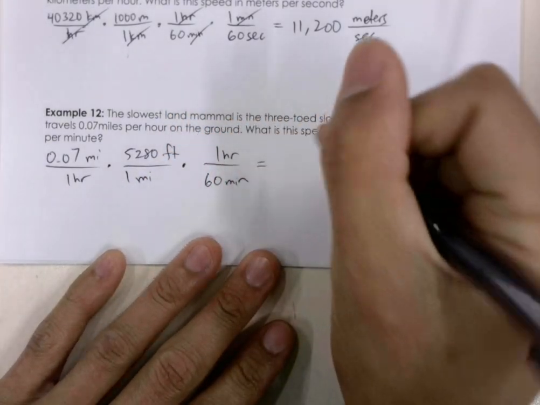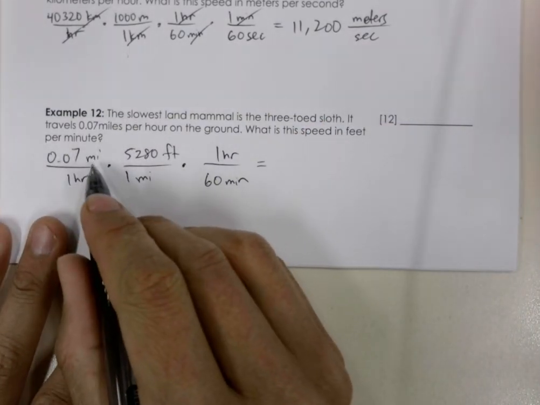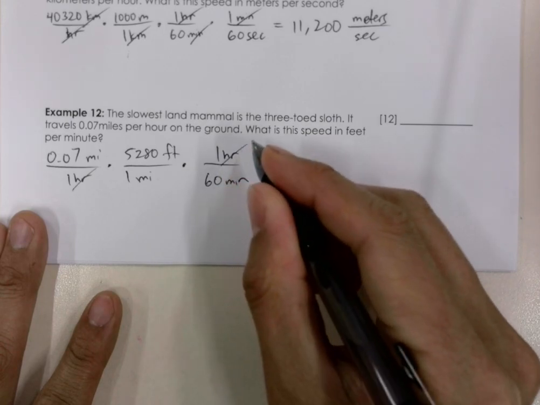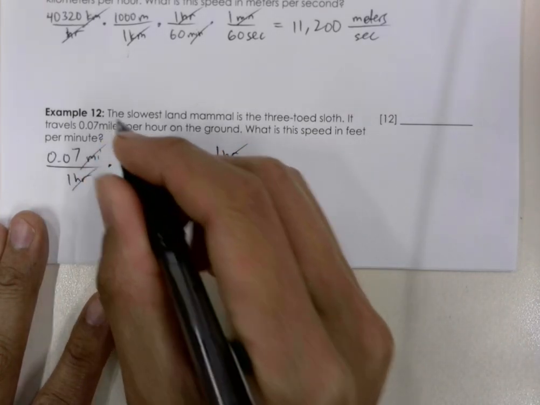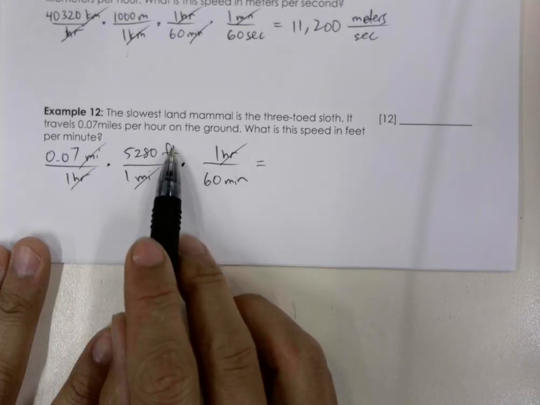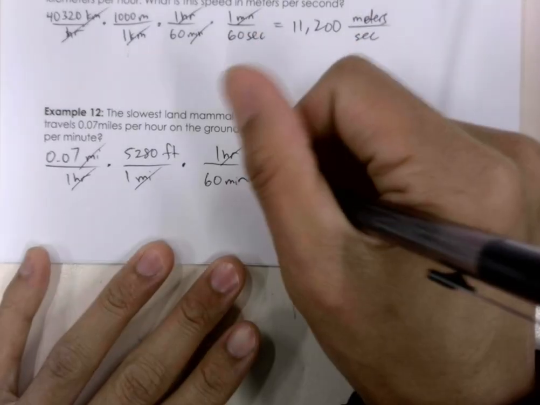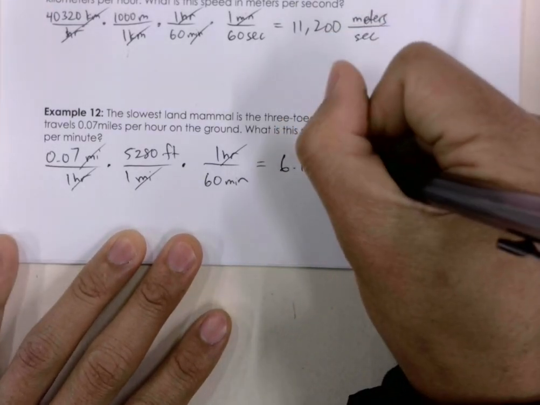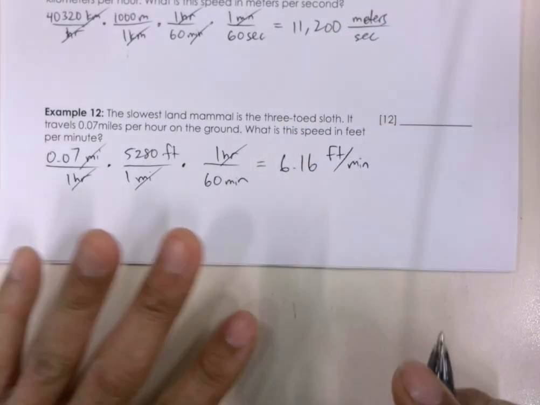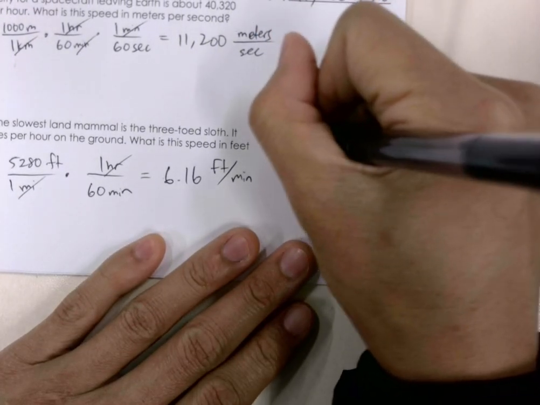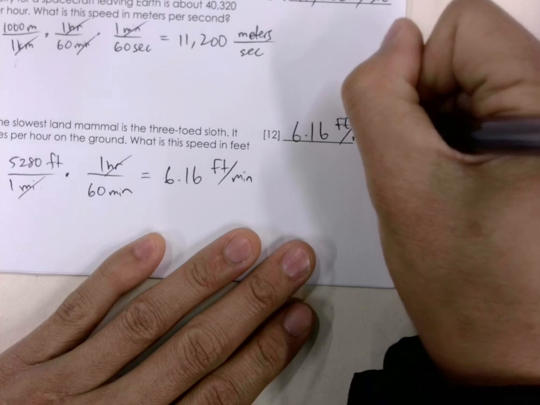Okay. So now it's time to break out the calculator, or actually we should cancel out first. We have hour in the denominator, which cancels out with hour in the numerator. We have mile in the denominator and mile in the numerator. So now we're left with the ratio of feet per minute. Right? So let's go ahead now and break out the calculator. So we have 0.07 times 5,280, divided by 60. So we have 6.16 feet per minute is how fast this sloth is traveling. So we have 6.16 feet per minute.